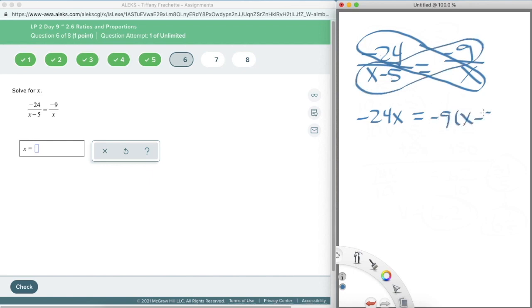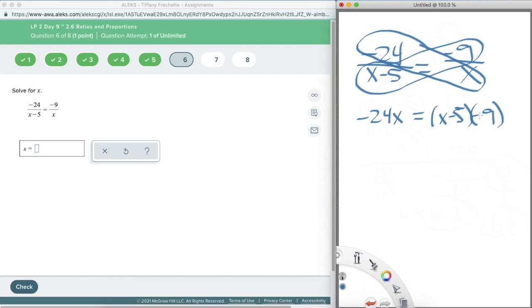And it wouldn't have mattered either if I wrote it this way. If I said x minus 5 times negative 9, I would put it in parentheses just so you know that you're not subtracting the 9. Just be a little careful about that notation. But you can put it on the end or you can put it on the beginning. Totally up to you, kind of preference-wise there.